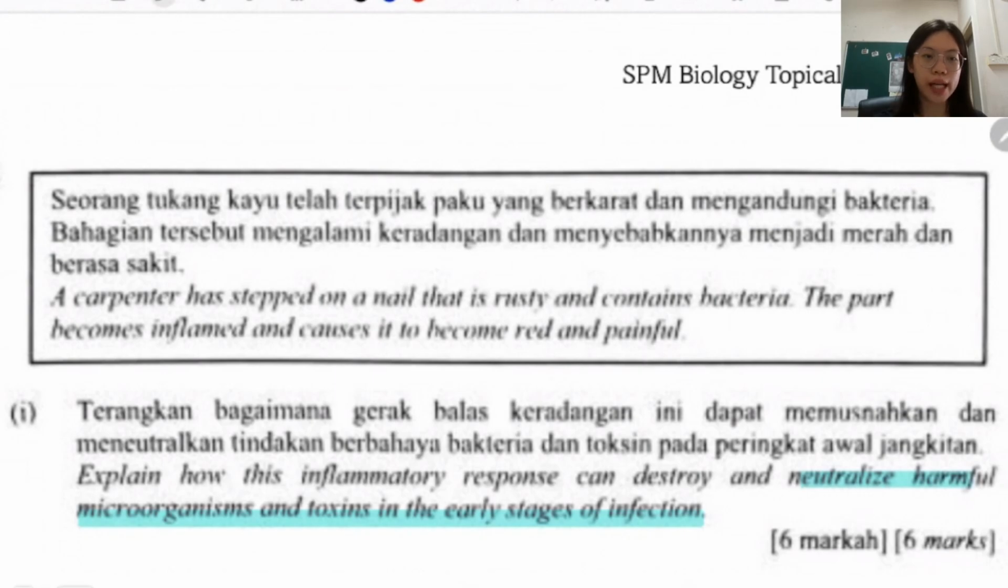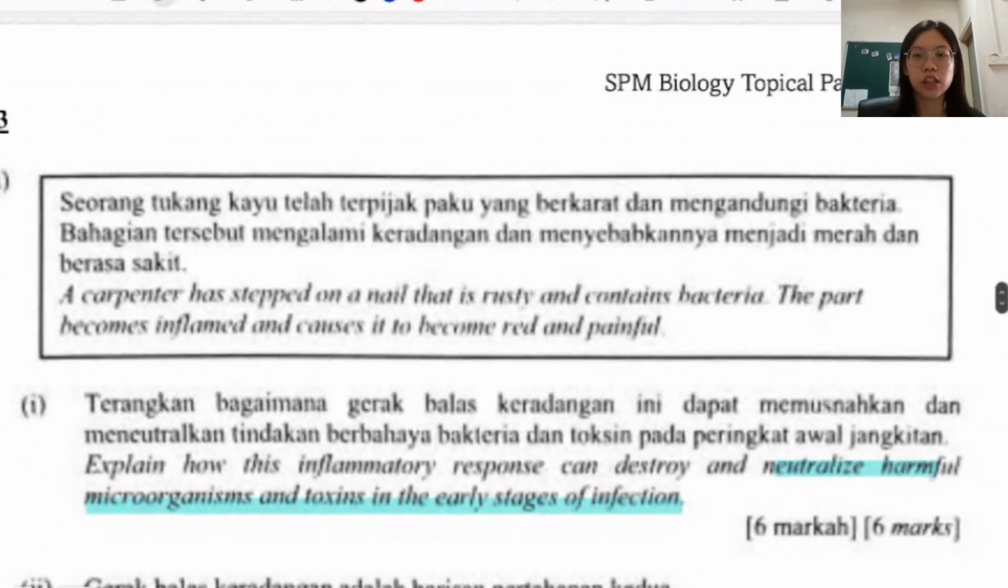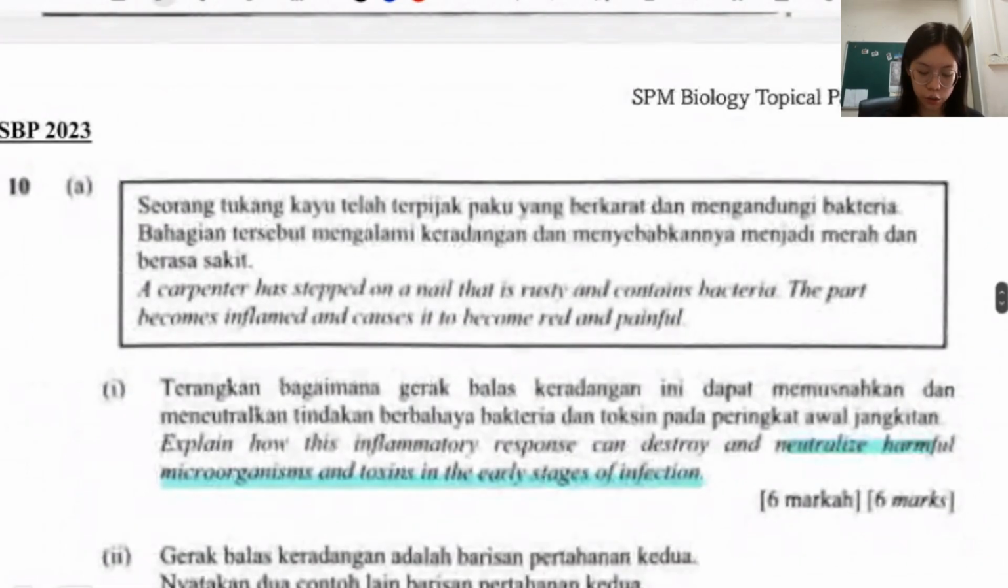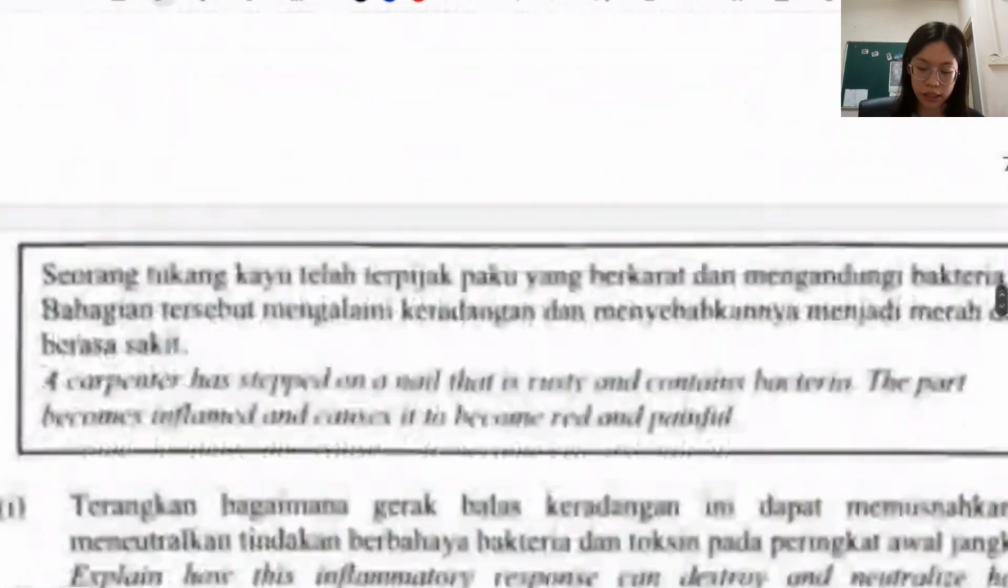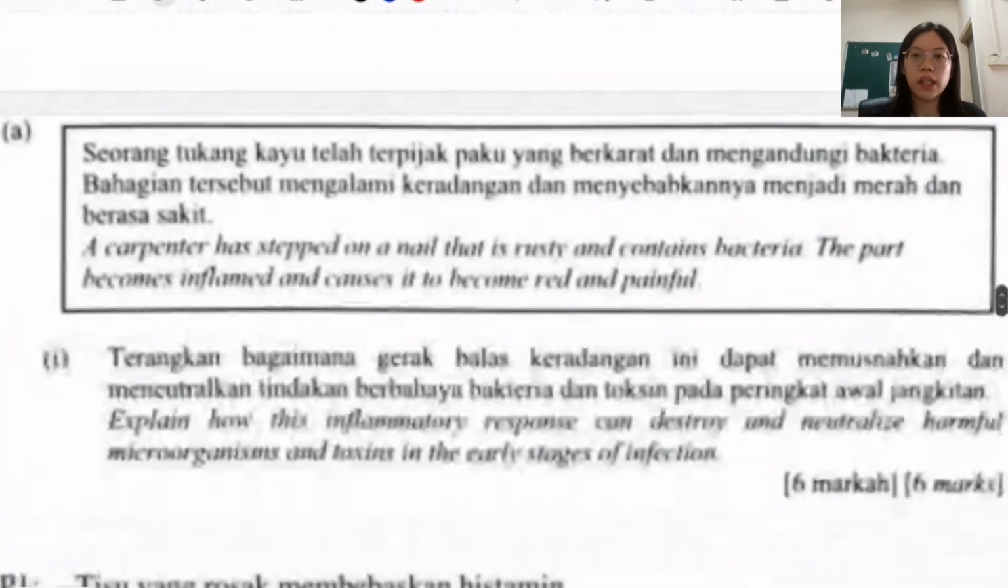So how are you going to explain this inflammatory response that can destroy and neutralize harmful organisms, microorganisms, and toxins at the early stages of infection? This one is basically talking about the histamine. The damaged tissue will produce this histamine. So what does the histamine do? Like what I mentioned previously, the question got asked. It will actually stimulate an immediate inflammatory response.